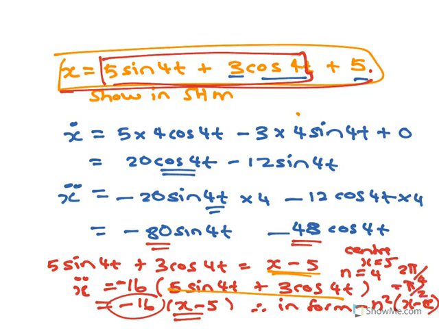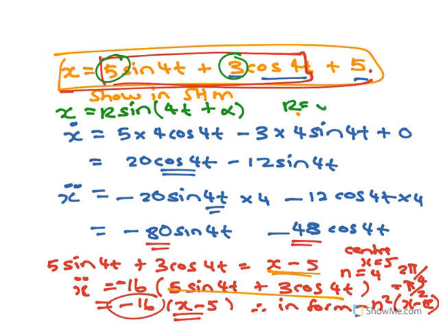Now, to get the amplitude when something is in this form, we need to look at these front ones here, and we can put it into the auxiliary angle method. So sine would keep the same sign. So your r would be the square root of 5 squared plus 3 squared, which is the square root of 25 plus 9, which is root 34. And that would be your amplitude.